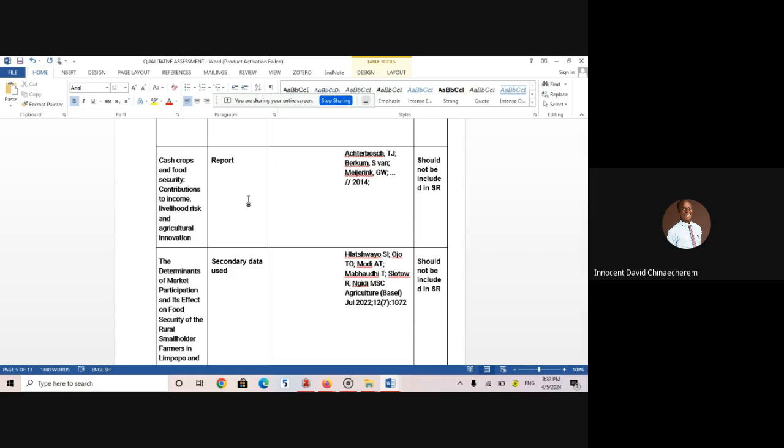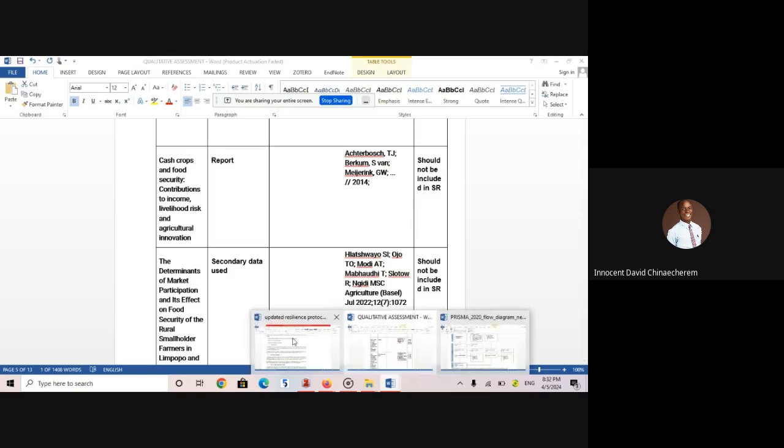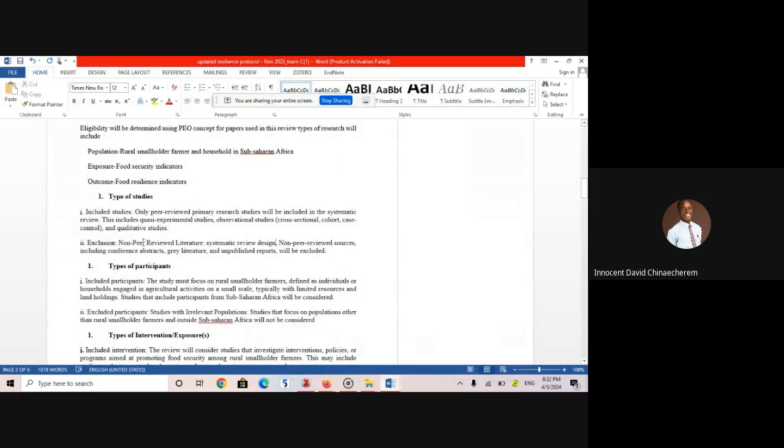But for us to conduct a quality assessment for our systematic review, it means that we must be rigorous. It includes putting a report. A report is gray literature, right? So this report can be a gray literature. And already in your inclusion and exclusion criteria, you've already stated that you're going to exclude gray literature.